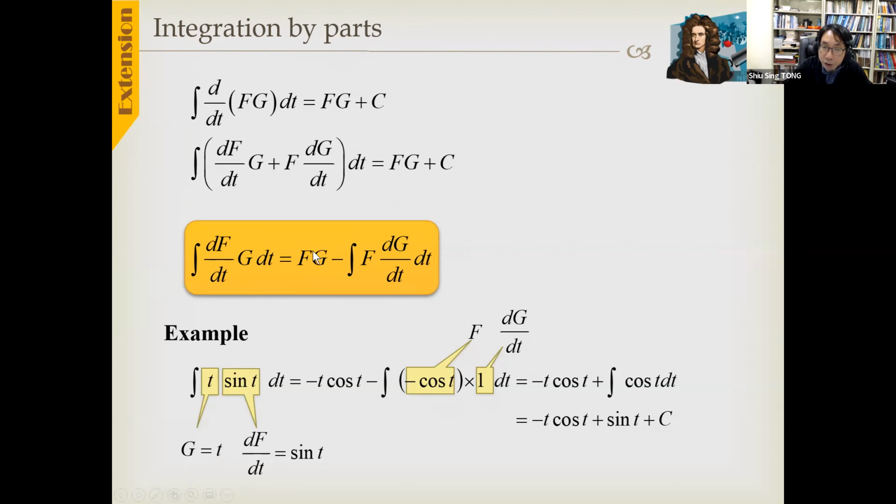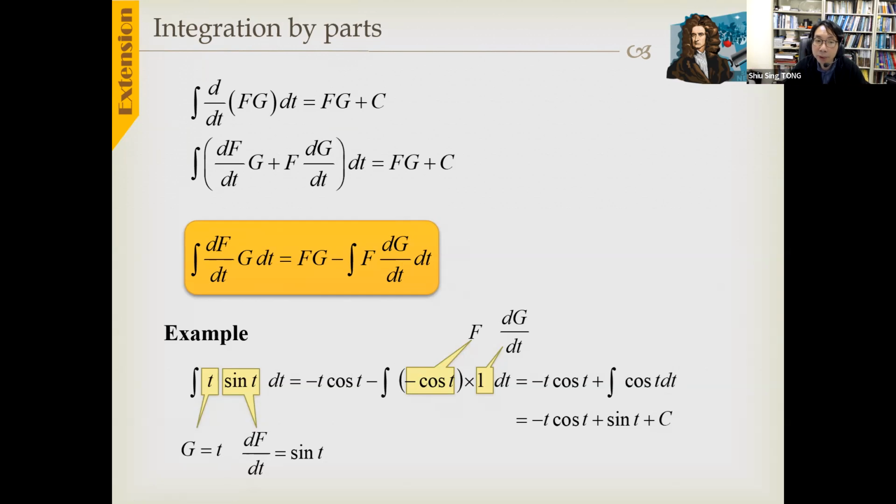So on the right-hand side, I have fg. g is t, right? f is the integral of sine t, because df/dt is sine t, so f is the integral of sine t. The integral of sine t is minus cosine t. So fg is minus t cosine t. And then we have, by the formula, minus, then we have f. Again, f is minus cosine t, we know before. dg/dt is dt/dt, which is 1, okay? So I'm left with an integral of cosine, which is sine. So I complete the integration.